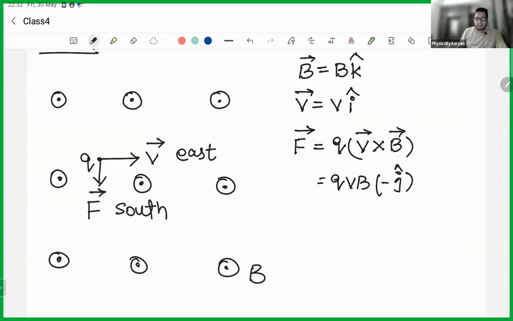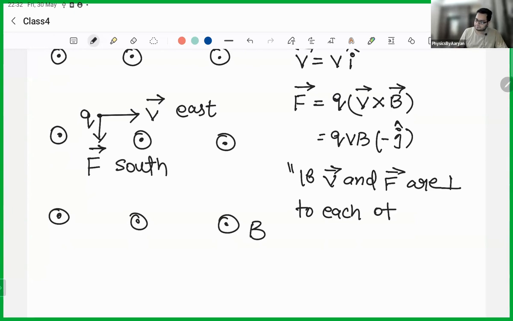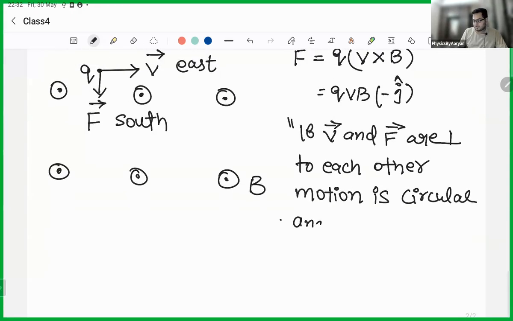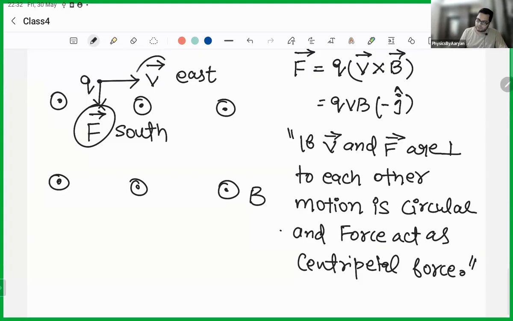And this is east. In physics, a very important idea is that if velocity and force are perpendicular to each other, then the motion is circular, and the force acts as centripetal force. So whenever the velocity and force are perpendicular to each other, as in this case, where you can clearly see that force and velocity are perpendicular, the motion of the particle is going to be circular.